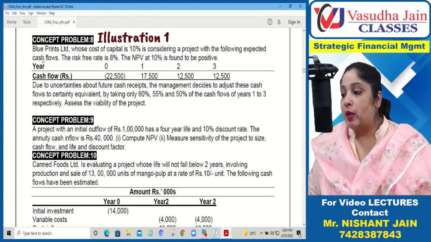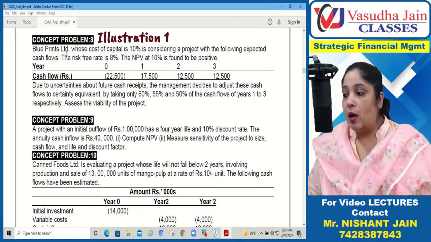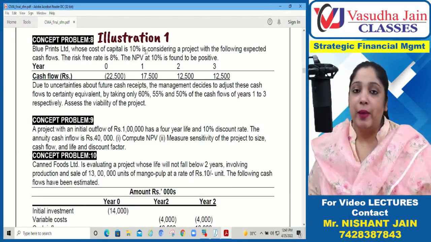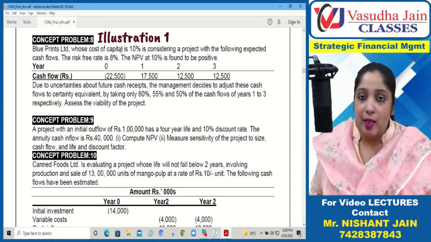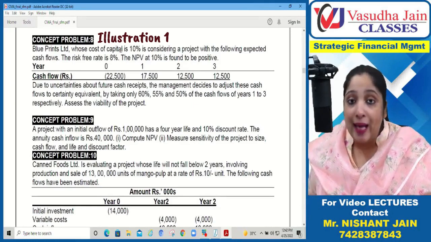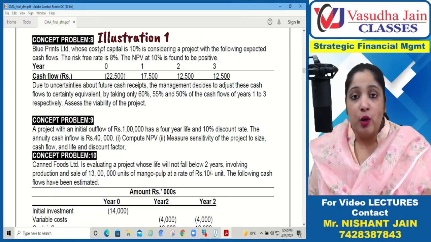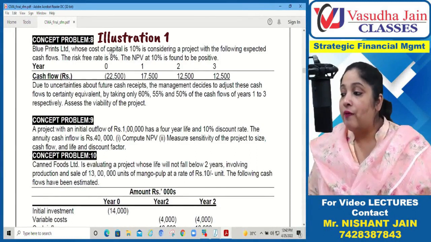Question number 8. Blueprints Limited, whose cost of capital is 10%. Now this company's cost of capital means it needs a bare minimum rate of return. How much? 10%. It is considering a project. Cost of capital 10% means the people who are providing you capital, you have to give them a return of 10%. So wherever you're going to invest this capital, you need to earn 10%. So it is considering a project with the following expected cash flows.